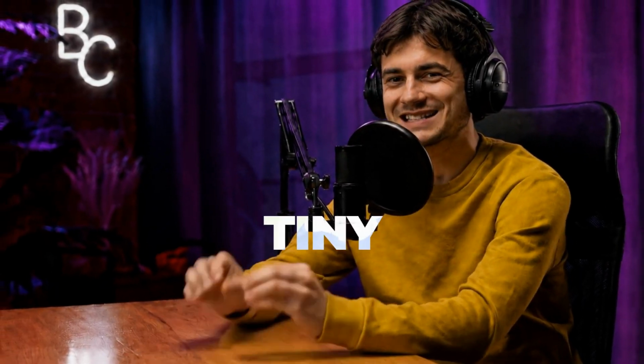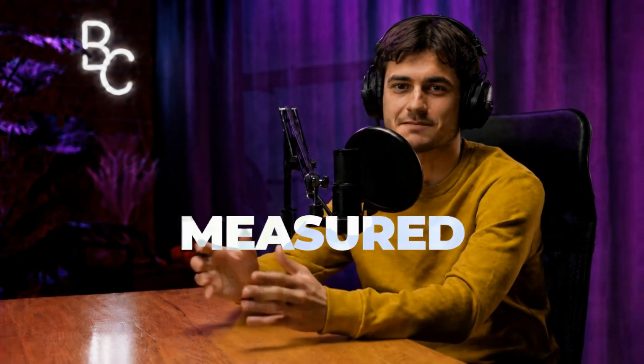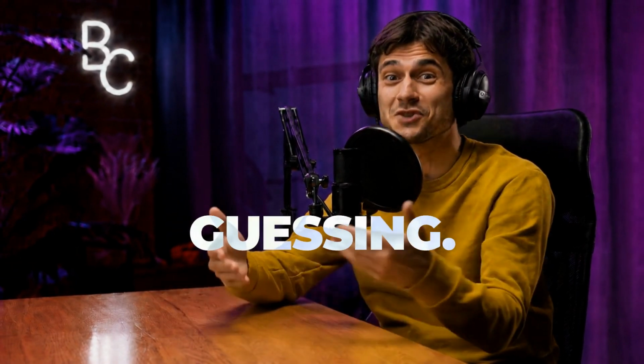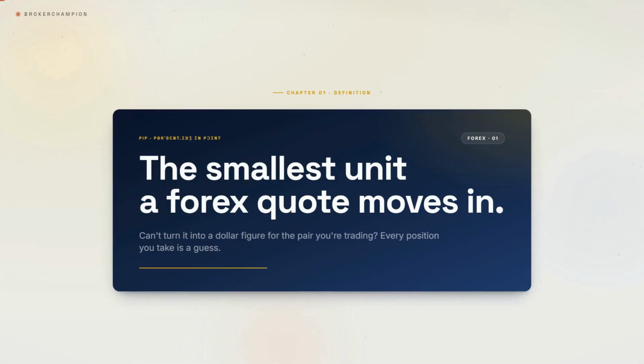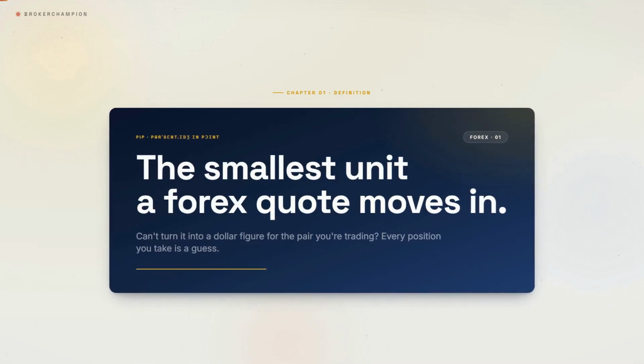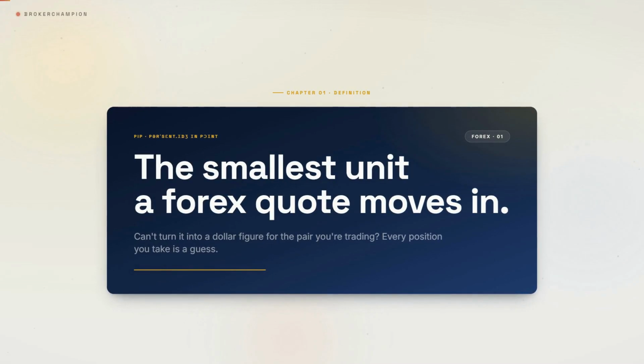Pips, the tiny unit every forex trade is measured in. Miss the math, you're guessing. Here's how. A pip is the smallest unit a forex quote moves in, and if you can't turn it into a dollar figure in your head for the pair you're trading, every position you take is a guess.